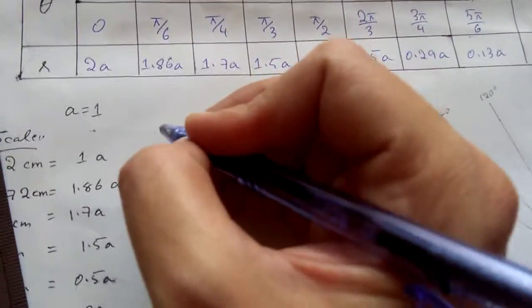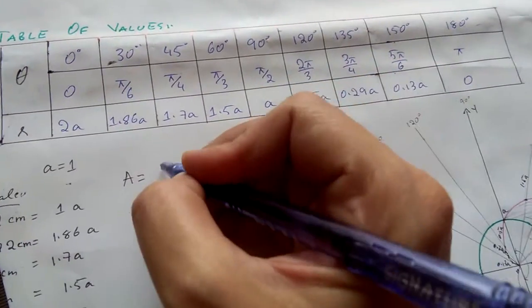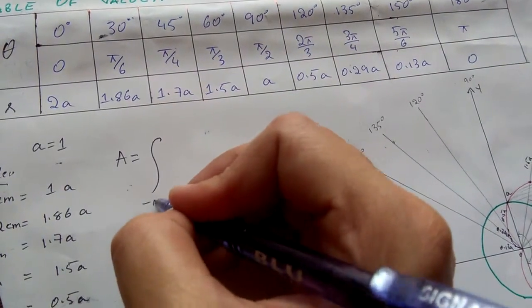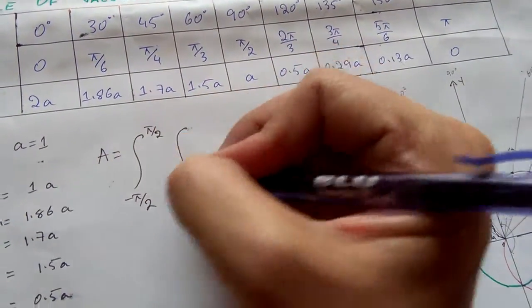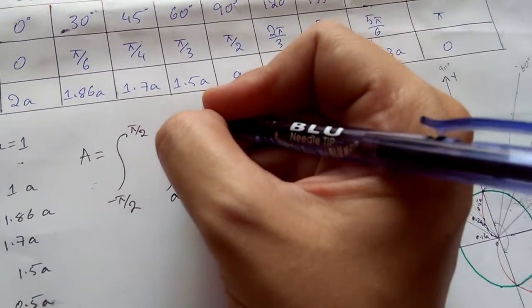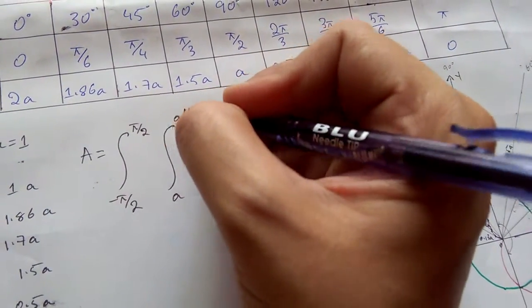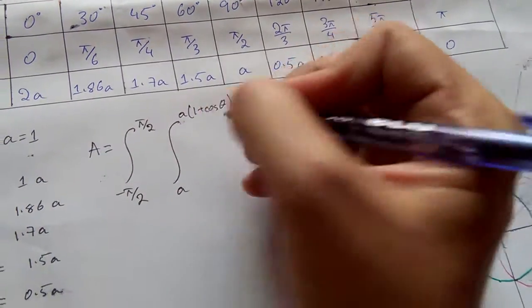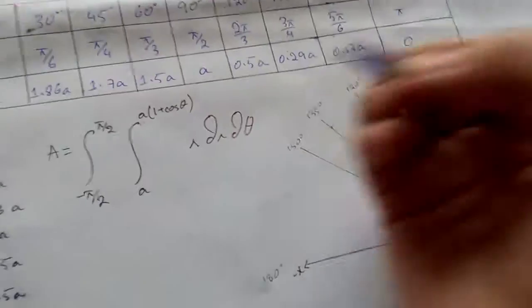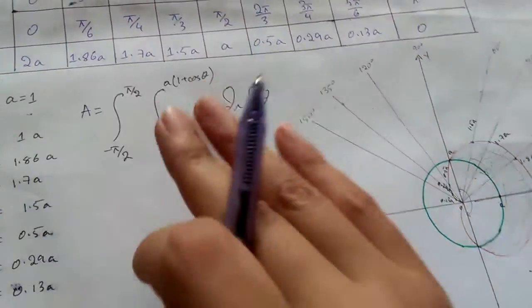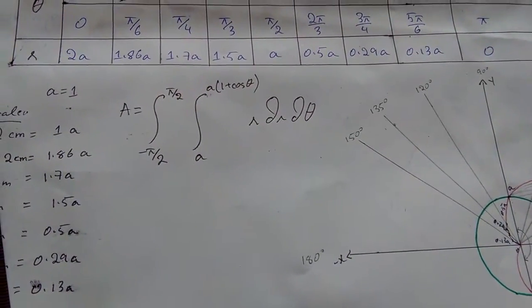The required area is going to be the integral going from negative pi by 2 to positive pi by 2, and r is going from a to a(1 plus cos theta), of r dr d theta. That's it. That's how we are going to perform the integration now.